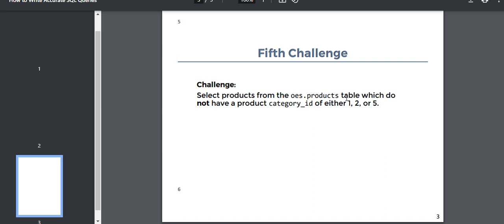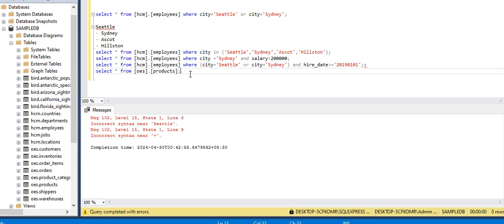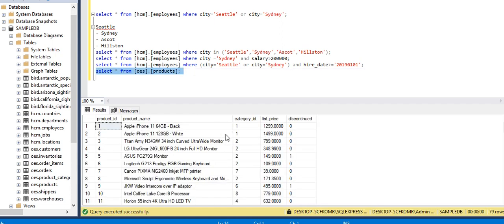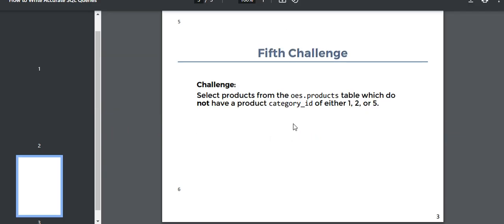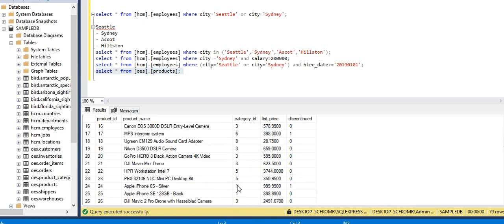Fifth challenge: select products from the products table which do not have certain product categories. So product categories we should not see. Select star from products, F5. In products, product category 1 to 5. I don't want product categories 1, 2, up to 5. So how?